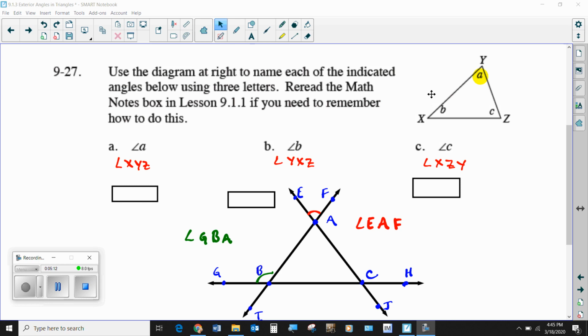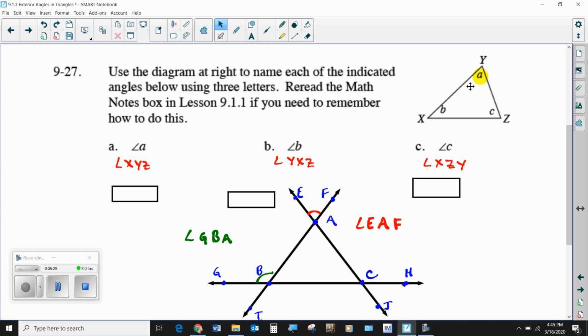So yeah, angle A, where y is the vertex, could be called xyz or zyx. It does not matter which one is at the beginning. You can reverse these two, but the y, since that's the vertex, has to go in the middle. Write that down. That is the rule.